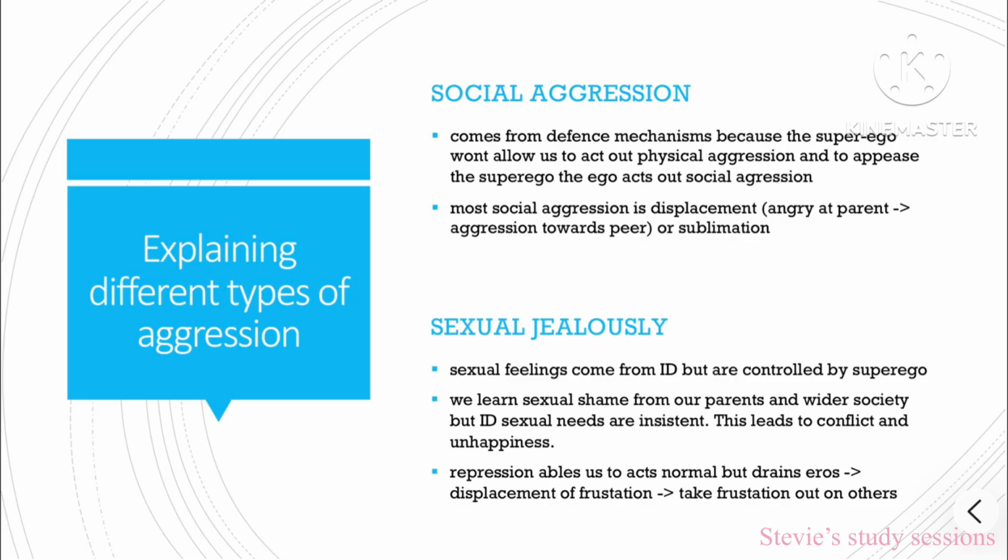Psychodynamic theory can explain different types of aggression. Social aggression comes from defense mechanisms because the superego won't allow us to act out our aggression physically, and to appease the superego, the ego acts out social aggression. Most social aggression is displacement, anger at parents, aggression towards peers, or sublimation. Sexual jealousy. Sexual feelings come from the id but are controlled by the superego. We learn sexual shame from our parents and wider society, but sexual needs are insistent. This leads to conflict and unhappiness. Repression enables us to act normally but drains the Eros, and displacement of frustration leads to us taking this frustration out on others.